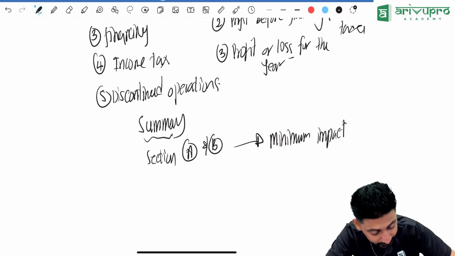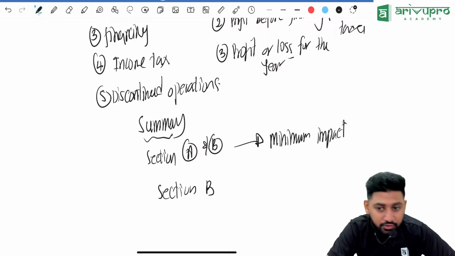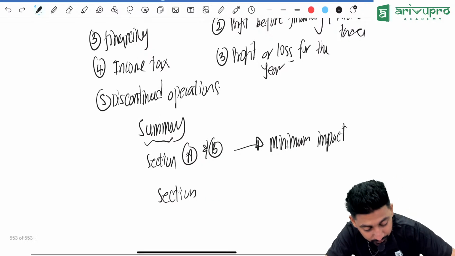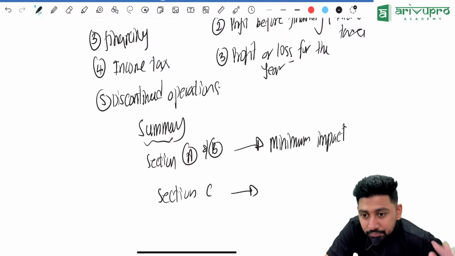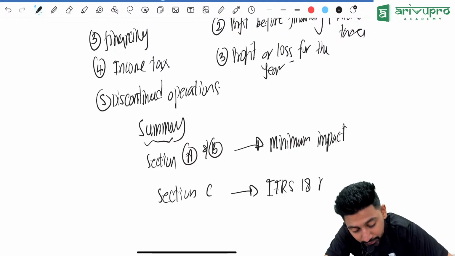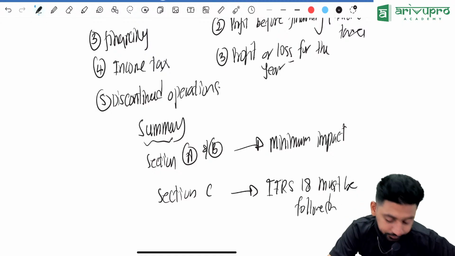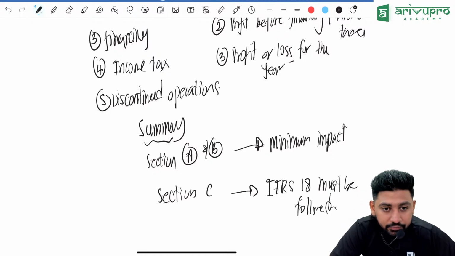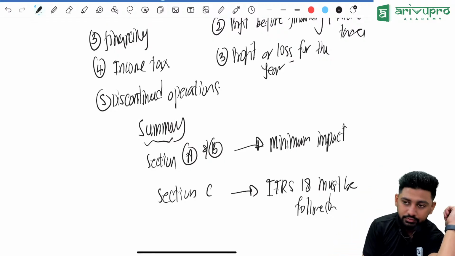But in summary, section B of course has changes. Section C has changes. If you take section C, that's where we do the construction. So statements must follow IFRS 18 formats. IFRS 18 must be followed. Are we clear?